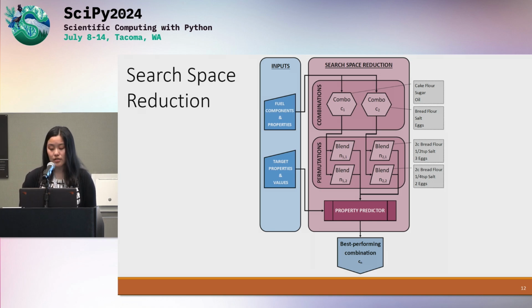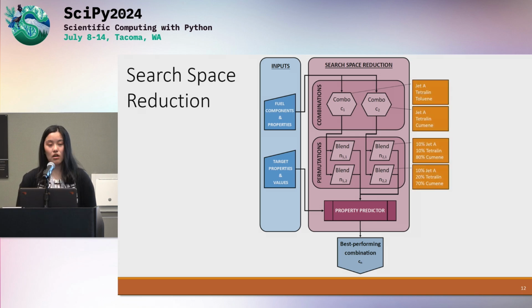But first, translated to sustainable aviation fuels, our ingredient combination becomes something more like Jet A, tetralin, and toluene, or Jet A, tetralin, and cumin. And then our discretized recipes become discretized fuel blends. So instead of like 2 cups this, teaspoons, and numbers, it becomes something like 10% Jet A, 10% tetralin, 80% cumin, and then the same components, but at a 10-20-70 mix or a 10-30-60, et cetera, et cetera.